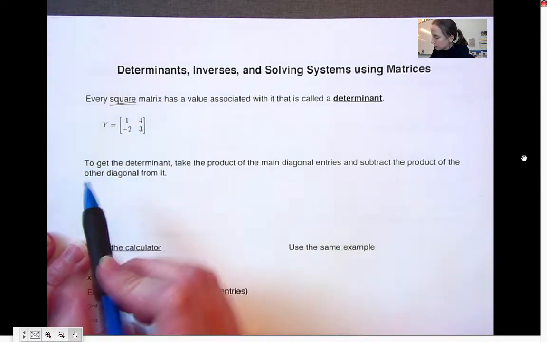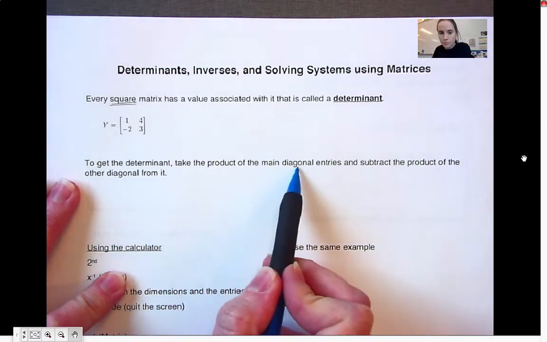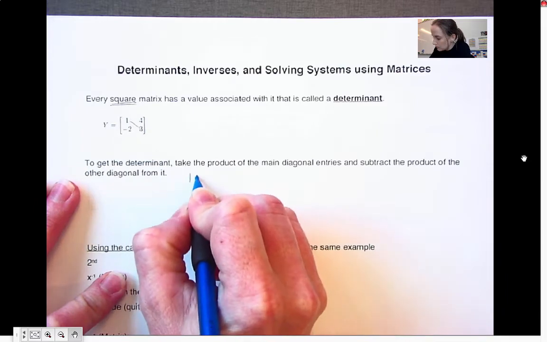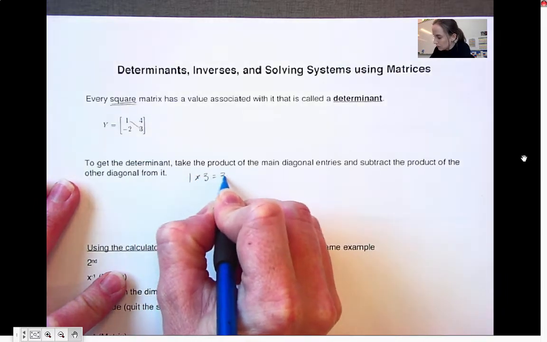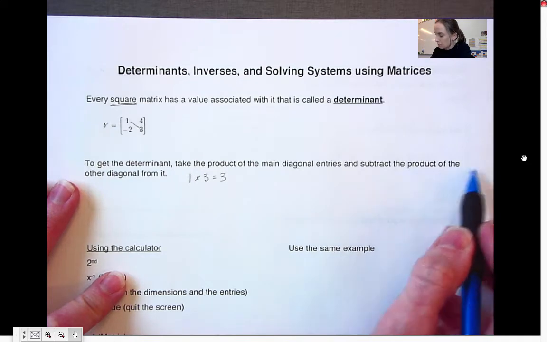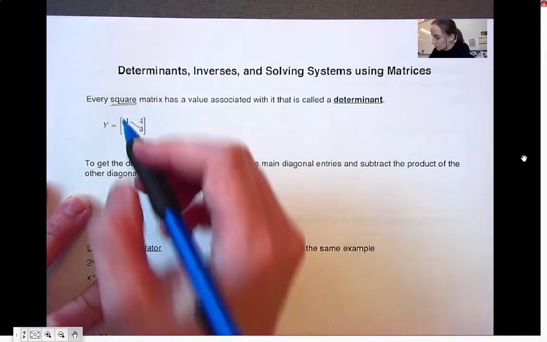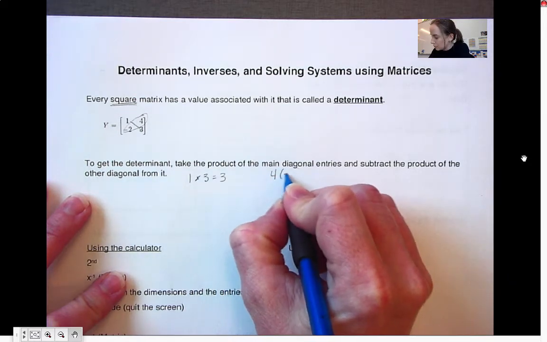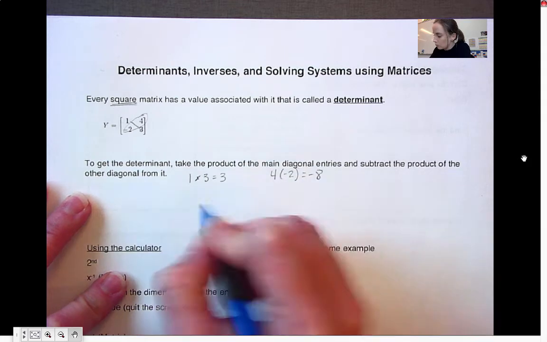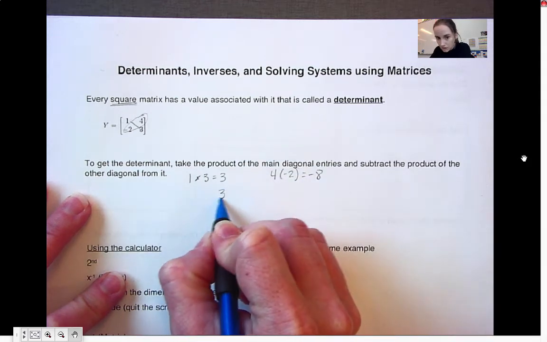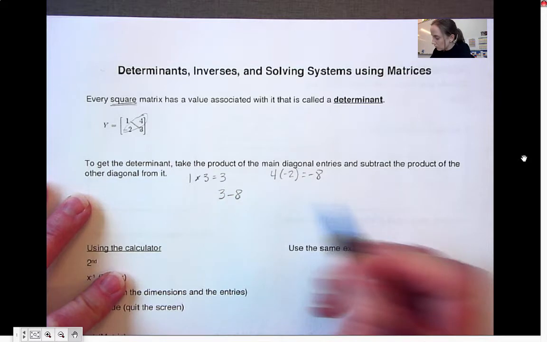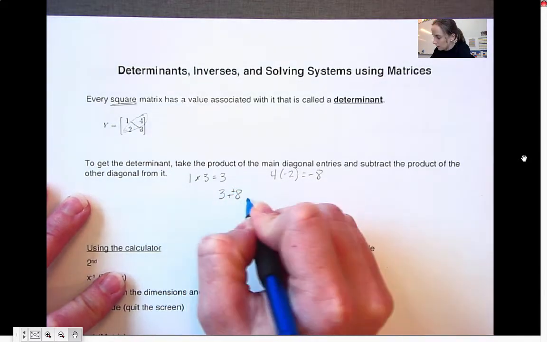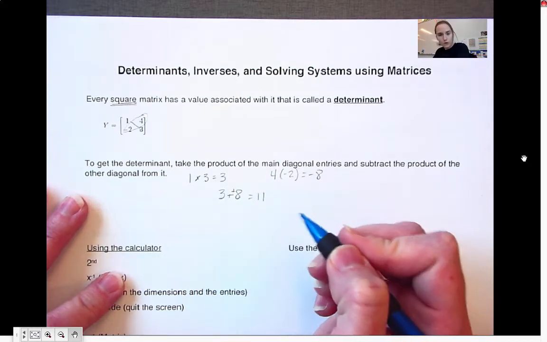If you want to do it by hand, you take the product of the main diagonal entries. So in this case, 1 times 3, and that gives us 3. And you subtract the product of the other diagonal from it. So this diagonal, 4 times negative 2 is negative 8. So we take the 3 and we subtract a negative 8 from it. Okay, so in this case we should have 11 as our determinant.